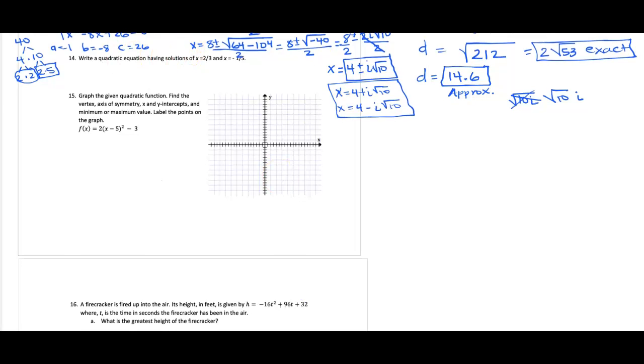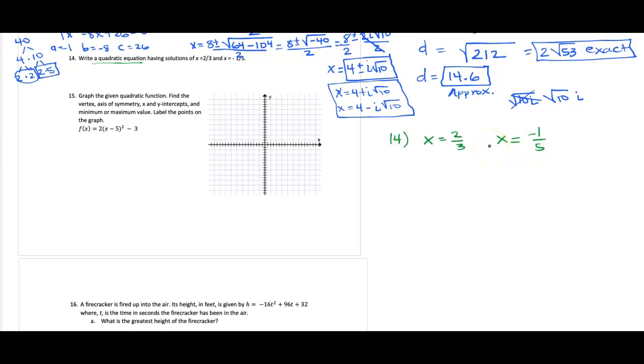Should have given myself more room on here. I'm glad I have some room out here to the side. Okay, number 14. So this is saying I'm going to need to write a quadratic equation given these solutions. All right, so I'm going to write this up here again. So x equals 2/3, and then x equals -1/5.